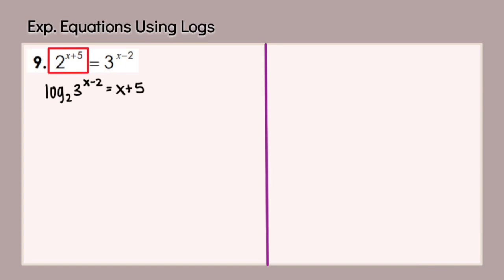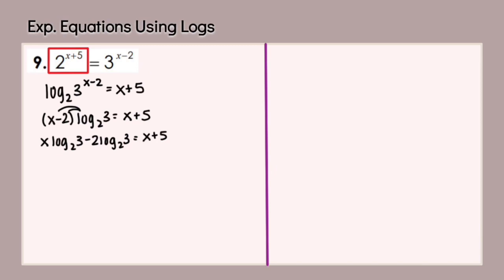Then we know that the power property of logarithms says that we can bring this exponent out in front as a coefficient. So we have x minus 2 log base 2 of 3 equals x plus 5. Now, you're just going to have to trust the process with me a little bit on how to get this x isolated. So the first thing I'm going to do is distribute this logarithm through this binomial. So we have x log base 2 of 3 minus 2 log base 2 of 3 equals x plus 5.